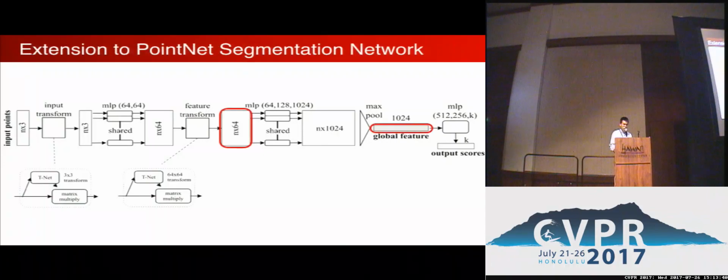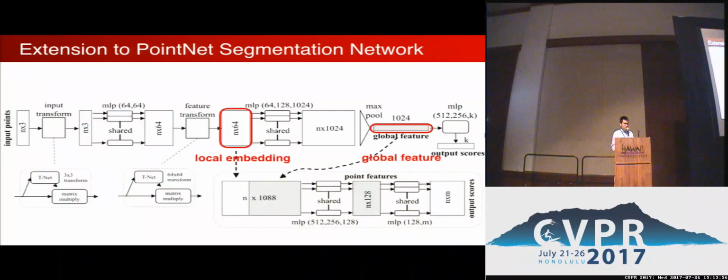To extend this work to segmentation, so now we only have a global vector. It cannot be used for segmentation of the points. To extend that, we can simply do a concatenation between the local embedding and the global feature for each point. We just take the embedding for a specific point from here to here, and then concatenate it with the global feature together, so that now for each point we know both the point itself and also the global feature. Based on that, we can classify each point into different categories. So it's a per-point classification formulation.